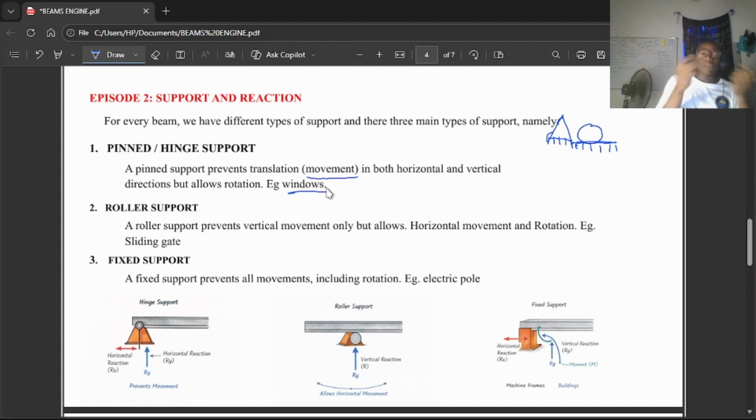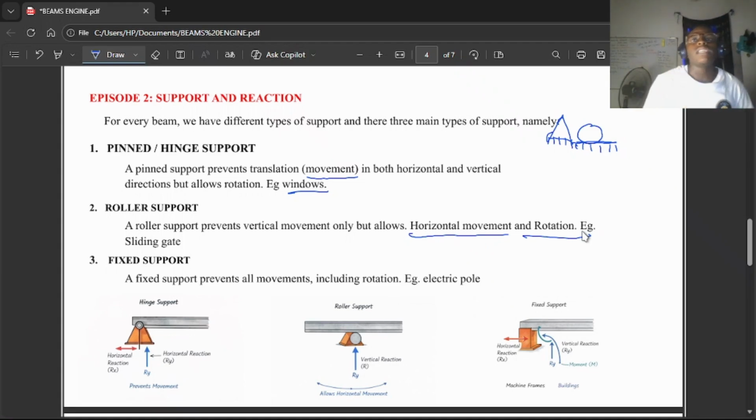Now let's consider the next type of support, which is our roller support. And what happens? Roller support prevents vertical movement, but only allows horizontal movement and rotation. Horizontal movement and rotation. So what's the unique thing about the roller support? The unique thing about the roller support is horizontal movement and rotation.